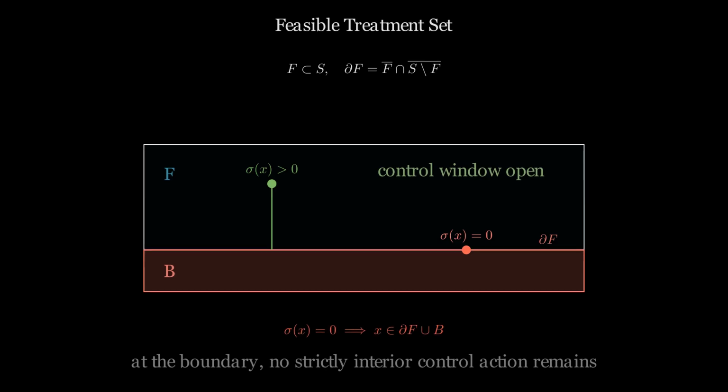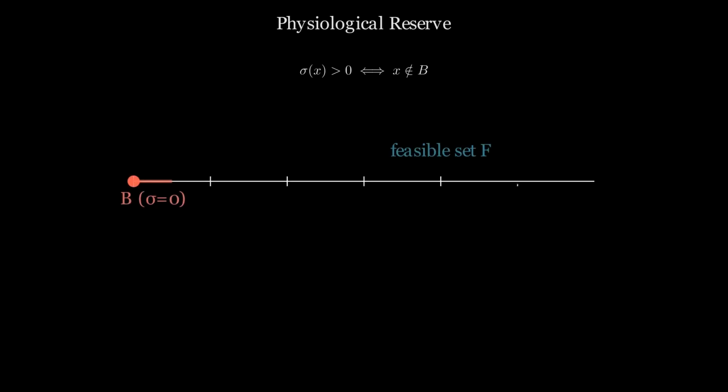Inside the feasible set, physiological reserve is positive. On the boundary, reserve reaches zero. The transition from interior to boundary is the critical clinical threshold. Crossing it eliminates treatability. Physiological reserve is the distance from the patient's current state to the irreversible failure boundary. It is a quantity, not a clinical strategy.